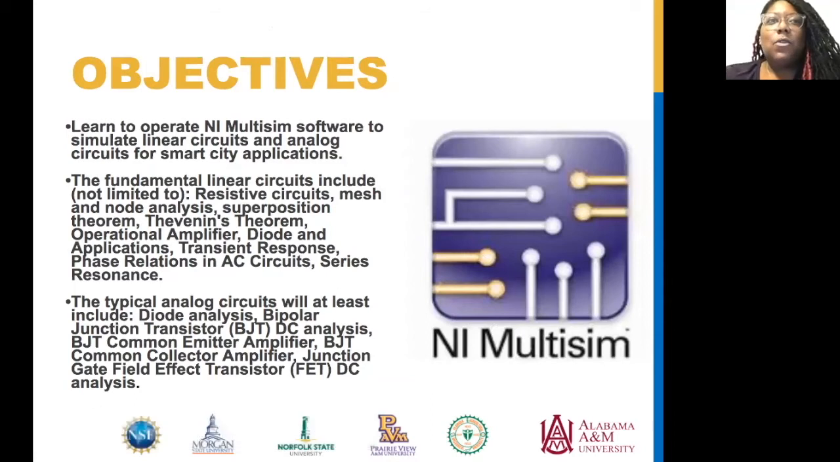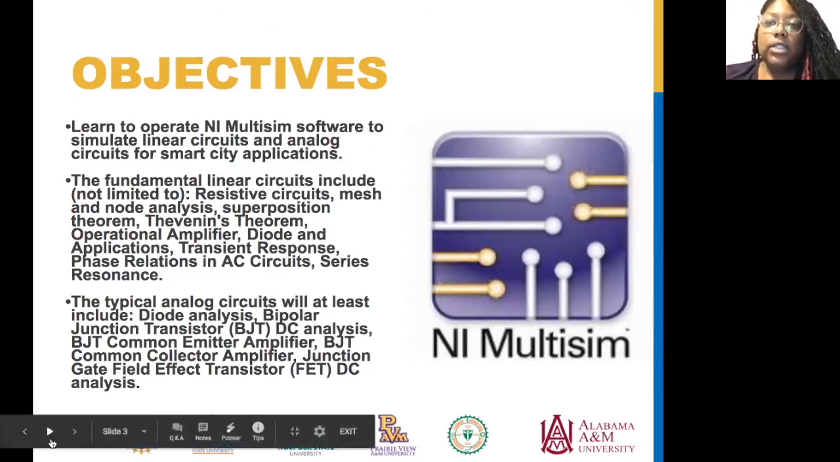So the objectives for our experiment were to learn and operate effectively the NI Multisim software in order to simulate linear and analog circuits for smart city applications. The linear and analog circuits, just to name a few, that we worked with this summer included mesh and node analysis, superposition theorem, operational amplifiers, diode and its applications, diode analysis, BJT or bipolar junction transistors, as well as Junction Gate Field Effect Transistors, also known as JFET.